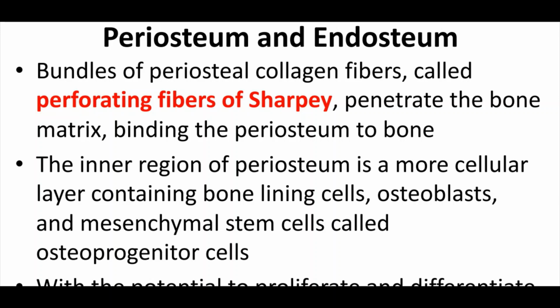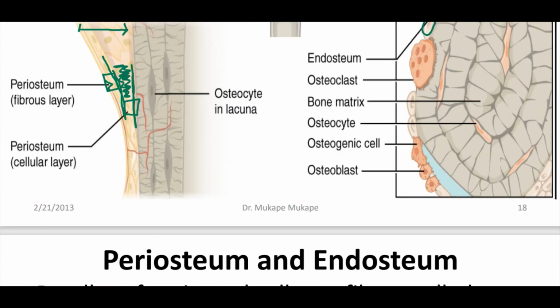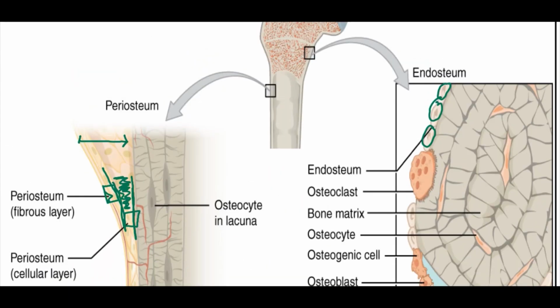What connects the periosteum to the bone are perforating fibers of Sharpey. The inner region of the periosteum is a more cellular layer containing bone lining cells, osteoblasts, and mesenchymal stem cells called osteoprogenitor cells. The osteoprogenitor cells are these ones that we found here. So these are the osteoprogenitor cells. Let me just label them.